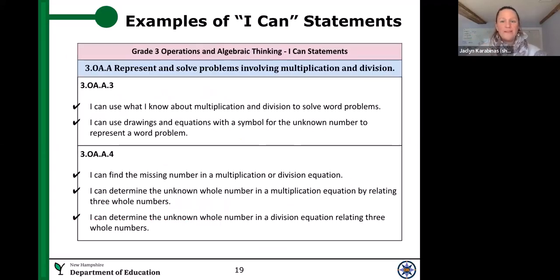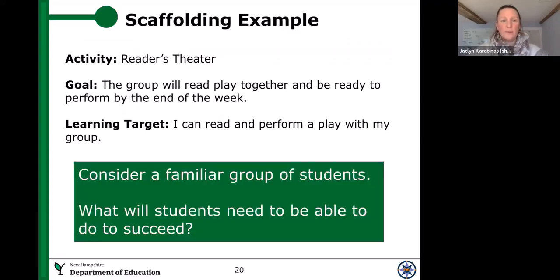And here were some math ones, and the same thing. Some are pretty straightforward. I can use what I know about multiplication to solve a word problem. And then some are much more complex and would probably need broken down even further, depending on the age and the language abilities of the students you're working with.